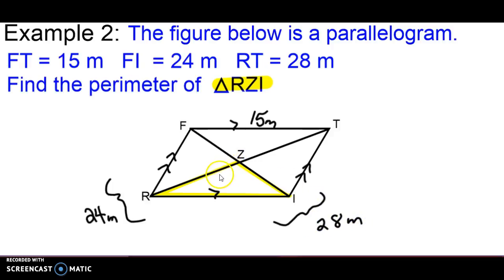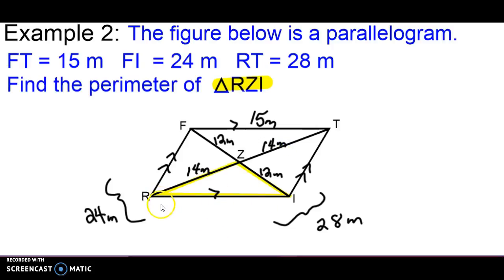Well, we learned that the diagonals bisect one another. So if FI is 24 meters, FZ is 12 meters, and ZI is 12 meters. We're just taking the full length and dividing it in half. We can do the same thing. If we know RT is 28 meters, I can divide that in half to get 14 meters for RZ and 14 meters for ZT.